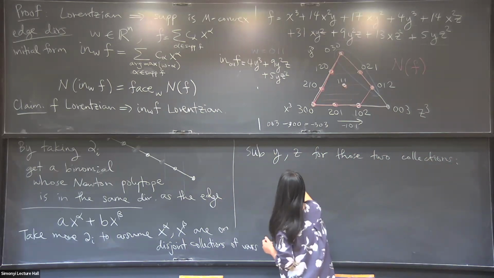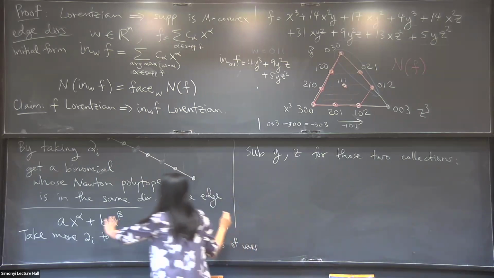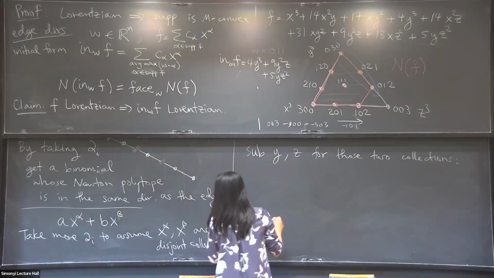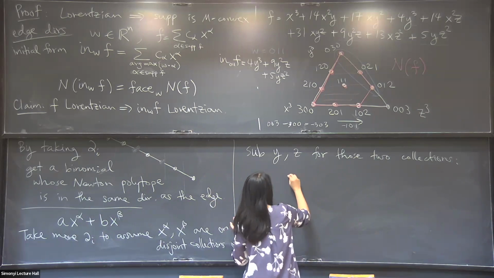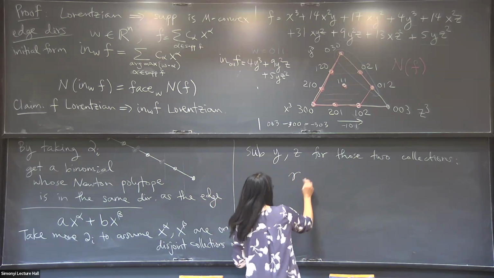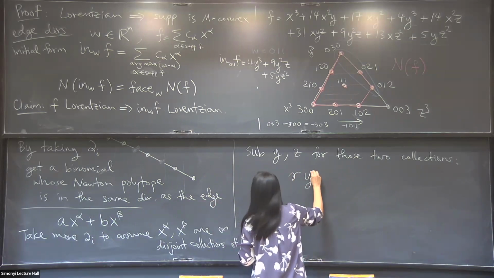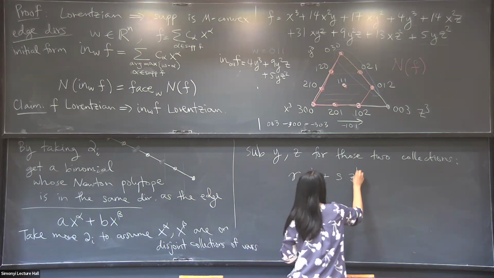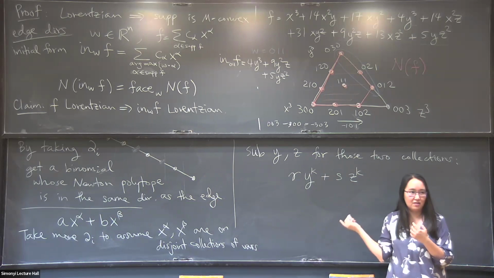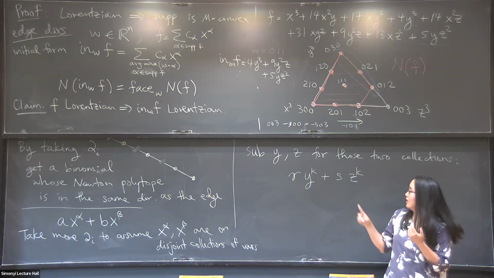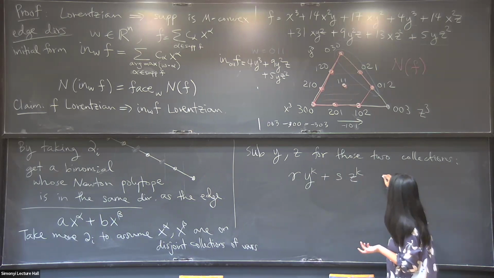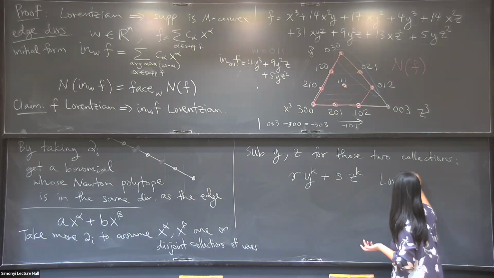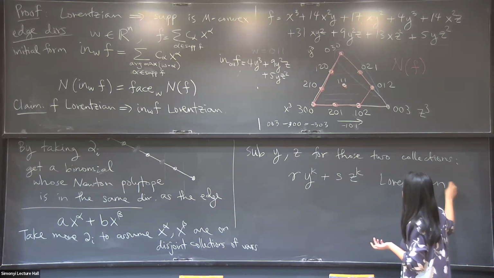So you get some polynomial after you substitute the variables. Maybe it's no longer A and B, but some other coefficients, you might have changed them. So it will look like y to the something, I don't know, y to the k plus s times z to the k. You reduce to this kind of thing, and this is still Lorentzian, because variable substitution preserves Lorentzian.